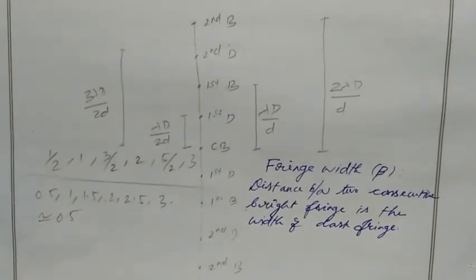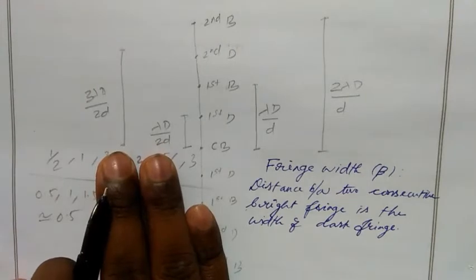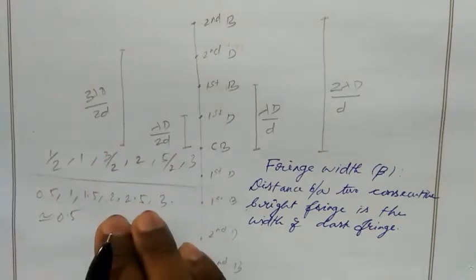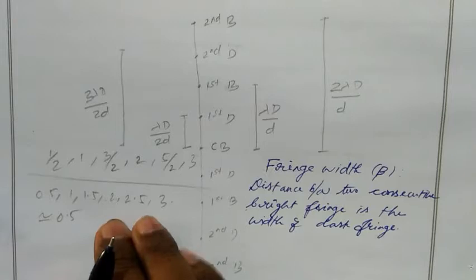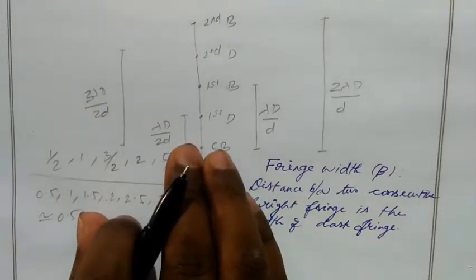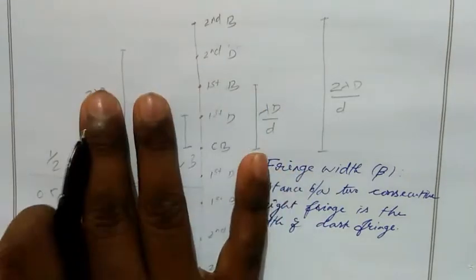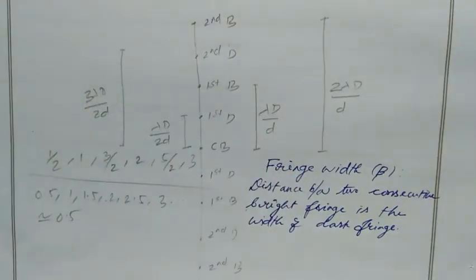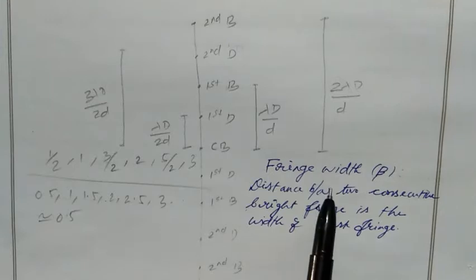Hello students, last class we stopped here. In this graph we can figure out the distance between the first dark from the central and the first bright, second dark, second bright, and so on. So the next topic is fringe width.